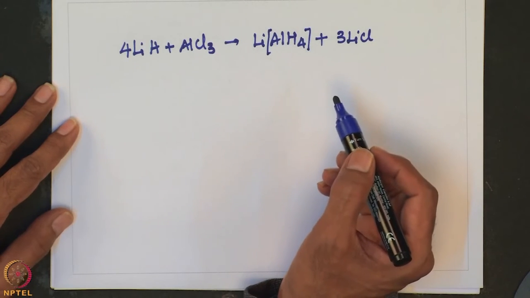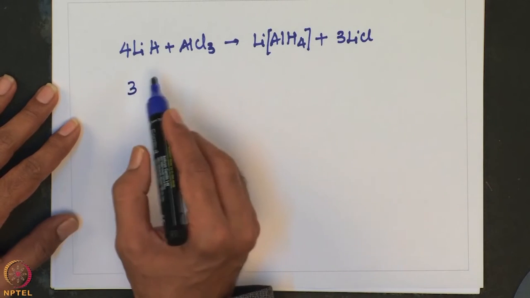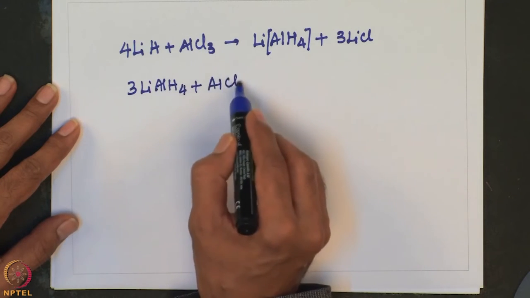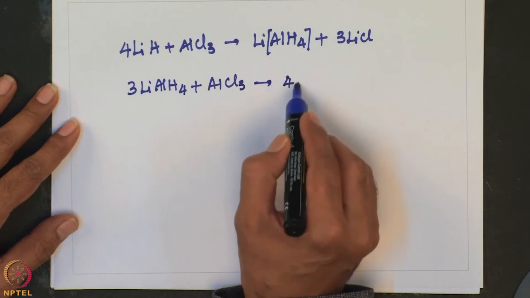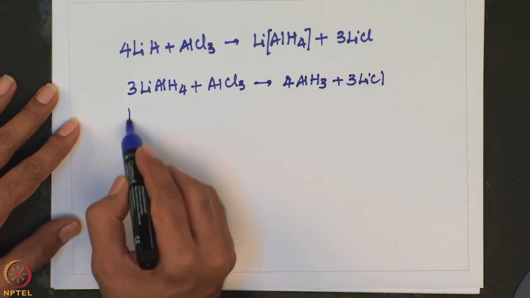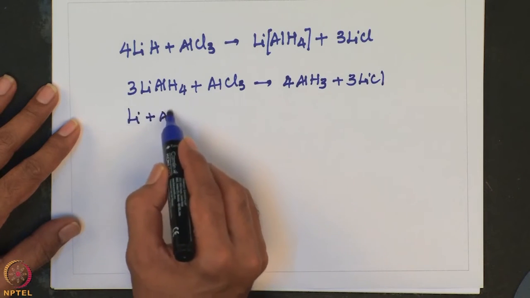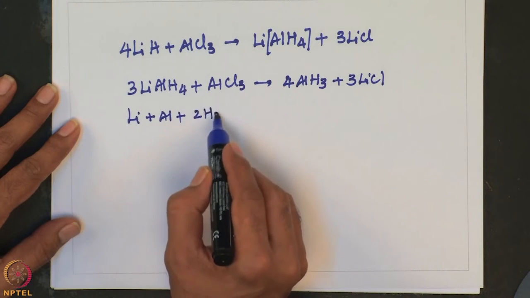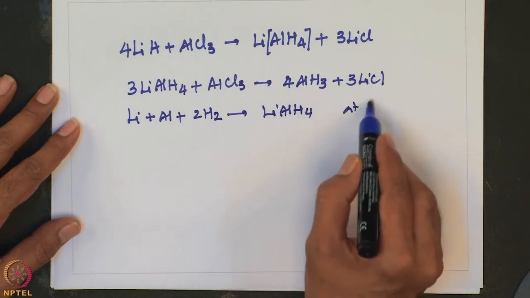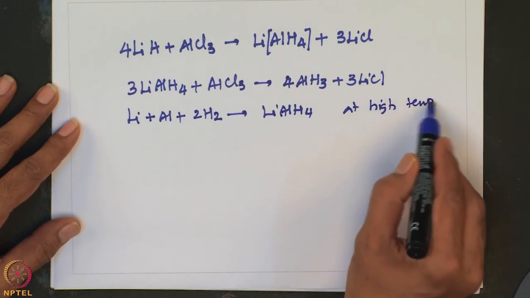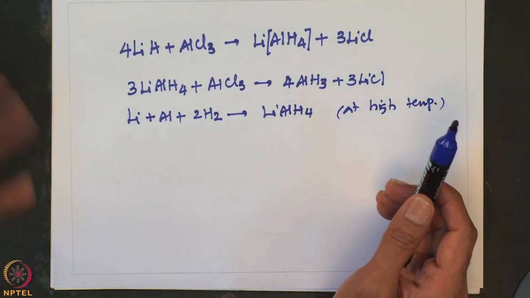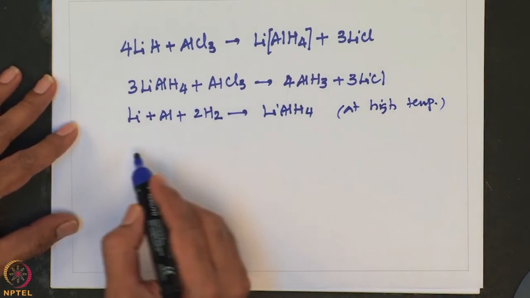And if you use excess of lithium aluminum hydride, one can get aluminum hydride as well. One can also prepare lithium aluminum hydride by directly reacting lithium with aluminum in the presence of hydrogen gas, but this requires very high temperature. And of course, the usefulness of lithium aluminum hydride can be seen in the following few reactions.